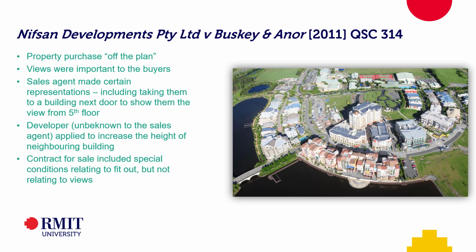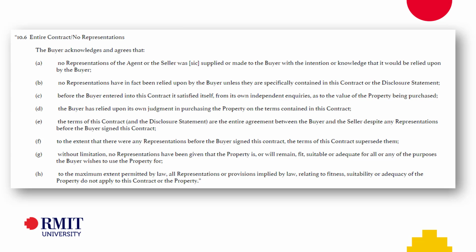And then they sent their contract off to a lawyer to check it out. The lawyer looked at it and it looked like a contract and it smelt like a contract and had all the special conditions that they would expect to see in a contract like that. But it also had this clause. This is clause 10.6, which is called the entire contract no representation clause. This is taken directly from the judgment. It says the buyer, so the Buskeys, acknowledge and agree that no representation.